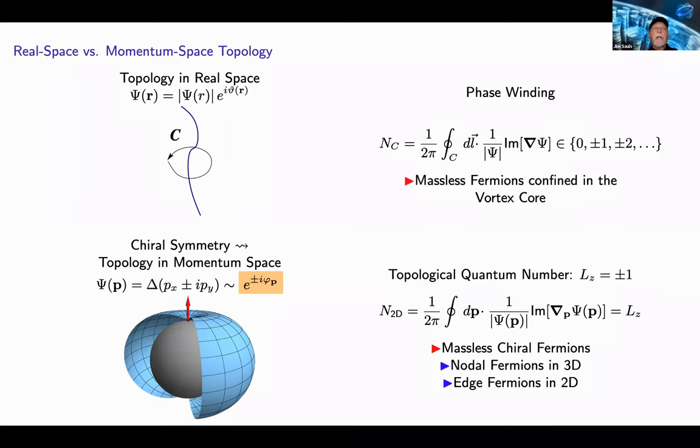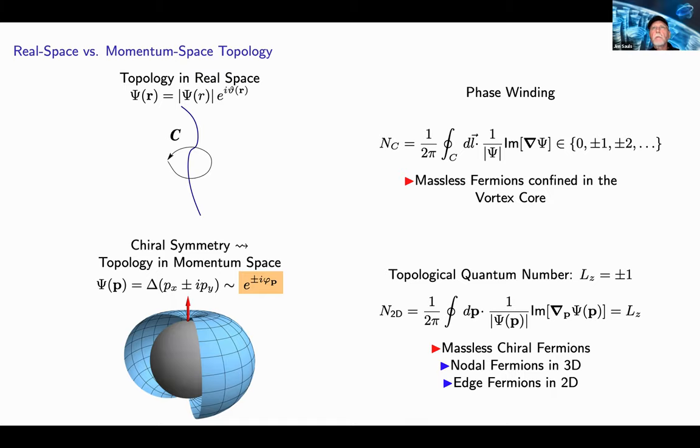And analogous to real space topology, the existence of this topological quantum number implies the existence of massless chiral fermions in three dimensions confined near the nodal points. But if we gap out the nodes by going to two dimensions or quasi two dimensions, we get massless fermions only confined on boundaries where the topology changes. So, chiral edge fermions.